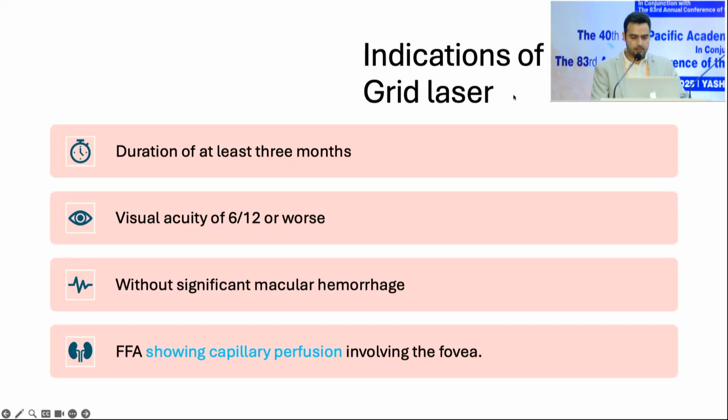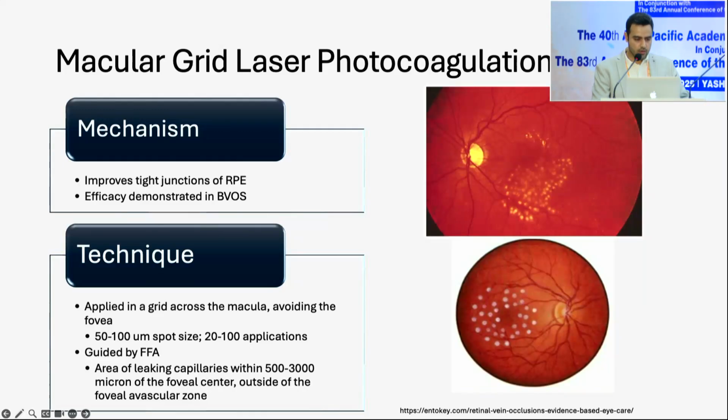So the indications of macular grid laser: if there is persistent macular edema and the visual acuity is less than 6/12 without significant macular hemorrhage, then in these cases usually we should do it. The most important thing to note here is that the FFA should show good capillary perfusion. Otherwise, it is not good to laser in grid laser.